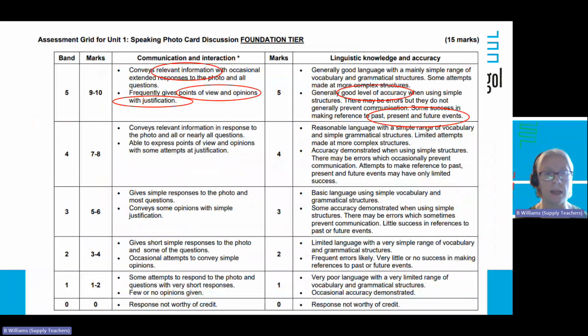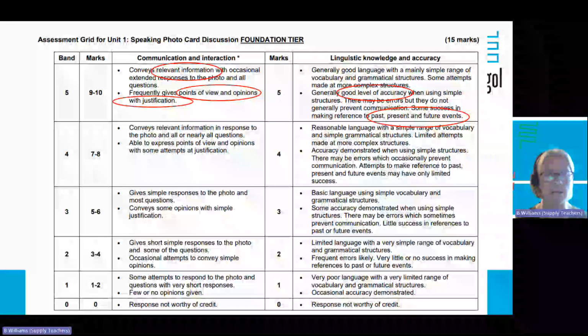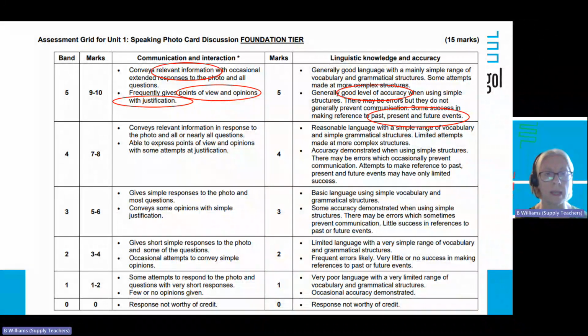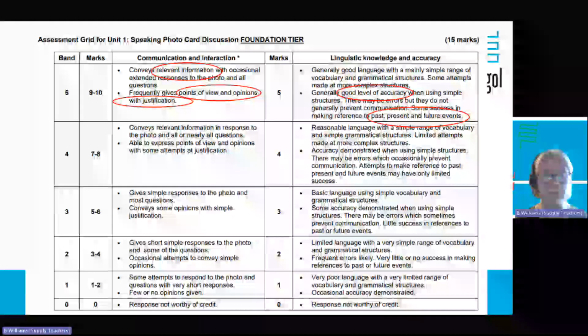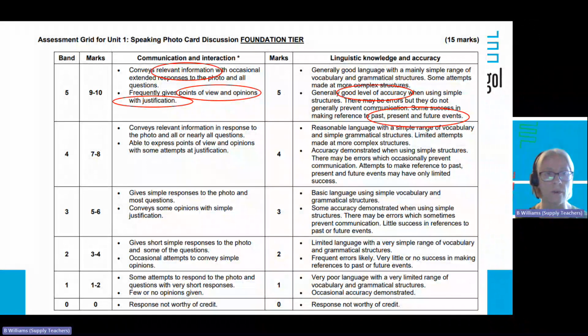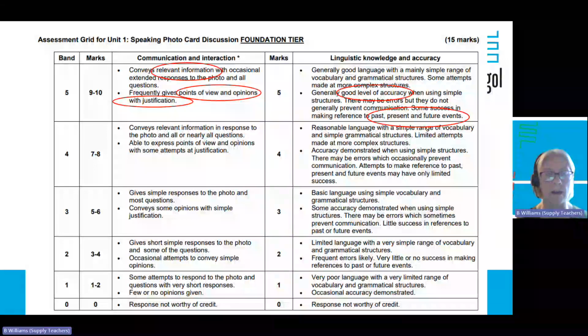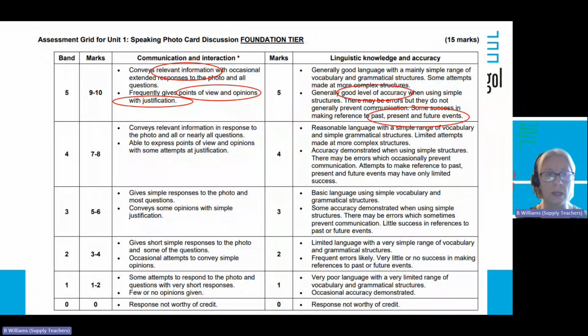Let's also look then at the assessment grid, the mark scheme for the question for the foundation tier to begin with. So this question is out of 15. So 15 marks available. 10 of those are for communication and interaction, and the remaining 5 are for your linguistic knowledge and accuracy. So 10 for really what you're saying, and 5 marks for how you say it, how correct your language is. So in order to reach the highest marks for the foundation tier, you need to give relevant information. You are allowed to make the odd mistake, but obviously the more correct your answer, the more marks you're likely to gain. You do need to give your point of view, and you should really justify your opinions as well.